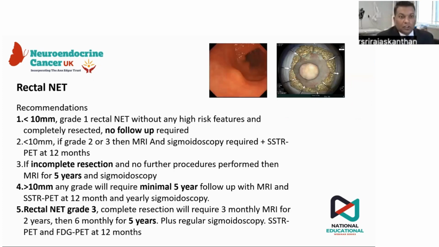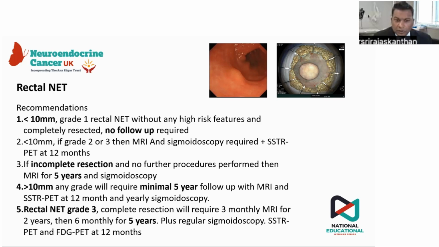For the rectal neuroendocrine tumours, there's quite a large body of evidence from the different studies from around the world, and they've made quite a number of recommendations. So here, if you have a small, sub 1 centimetre lesion, which is a low-grade tumour and is removed completely without any concern of residual disease, then there's no follow-up that's required.